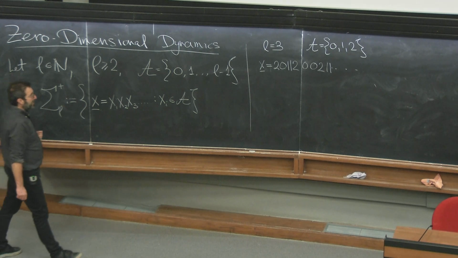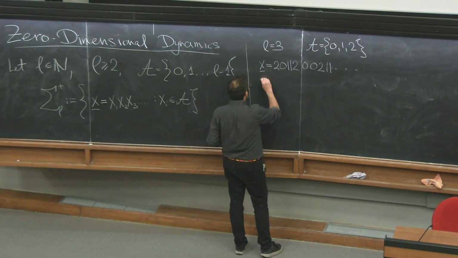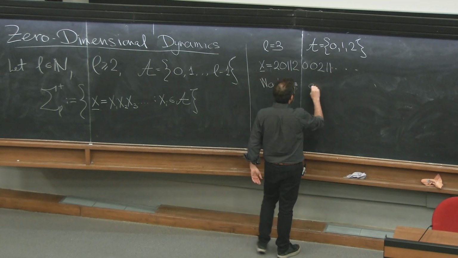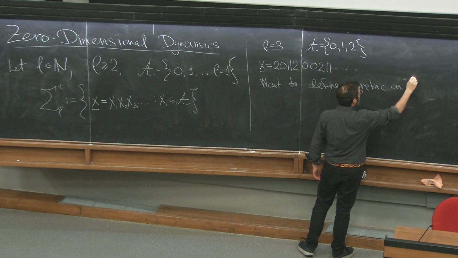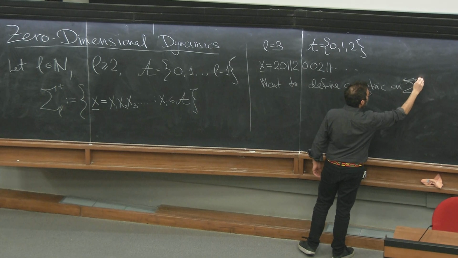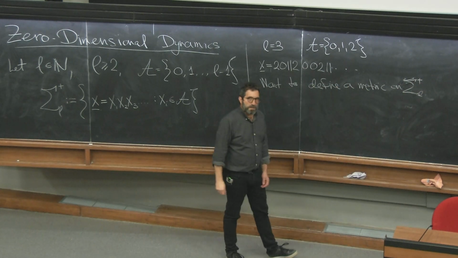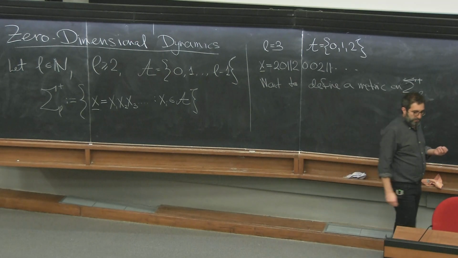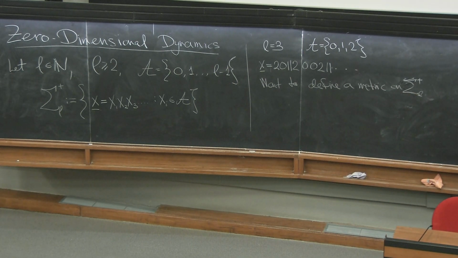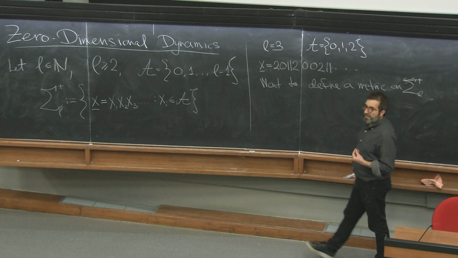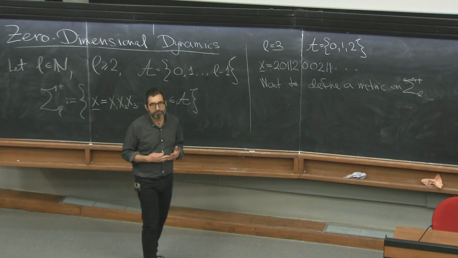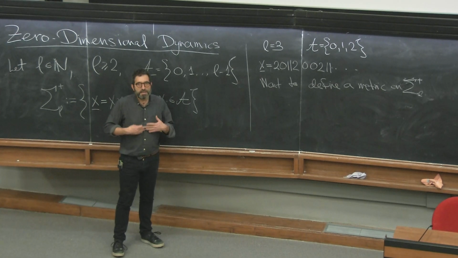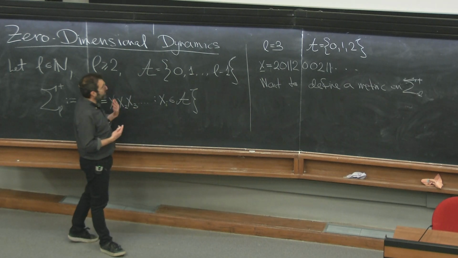So we want to define a metric on sigma. Before I give you the definition of the metric, intuitively, when do you think two sequences should be considered to be close to each other, in a natural metric in this space, the space of all sequences?